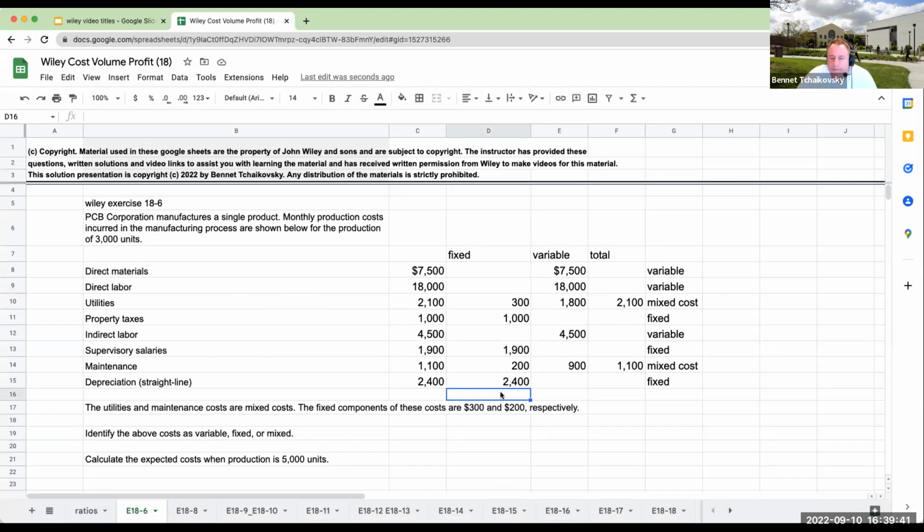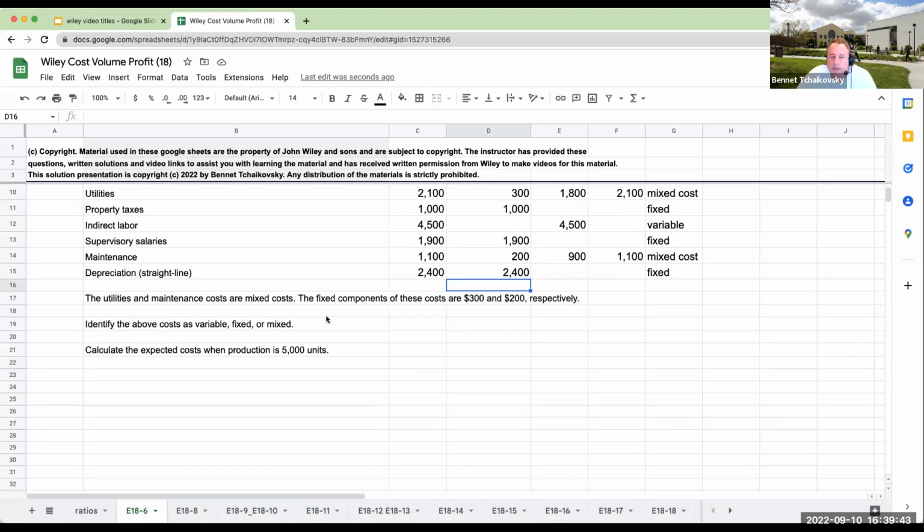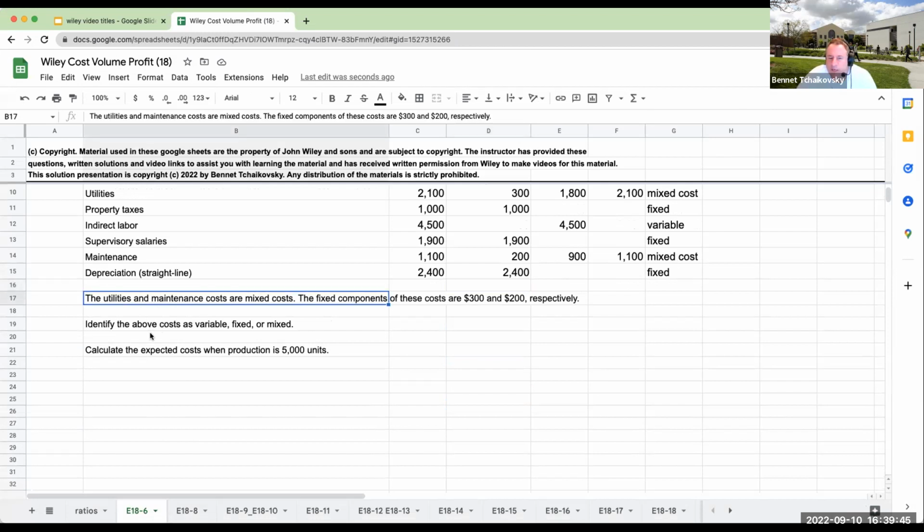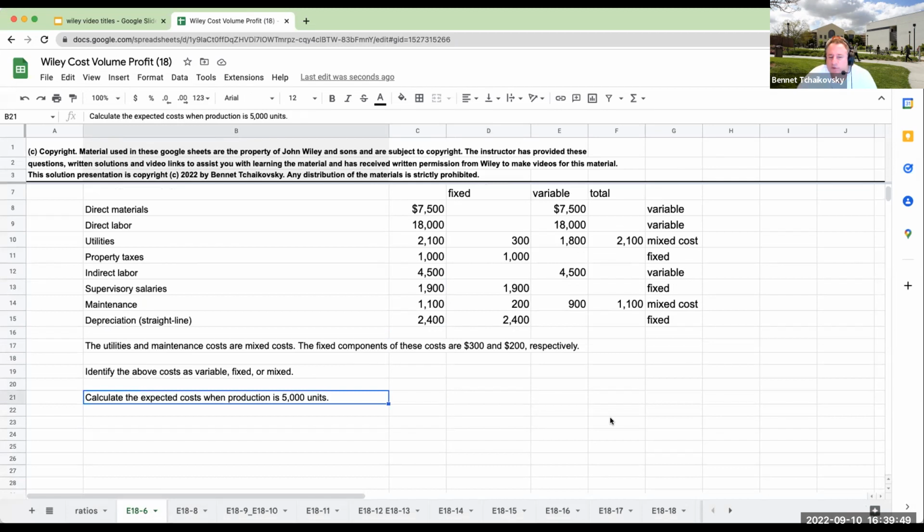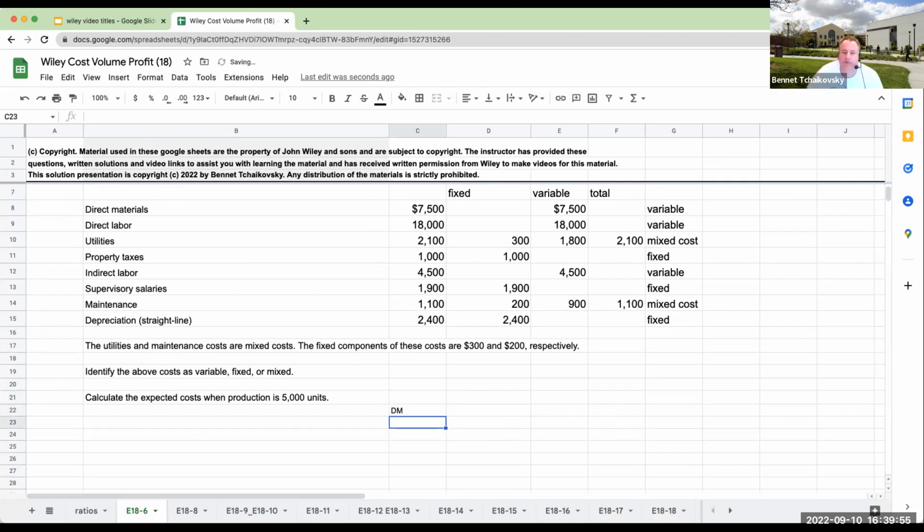Okay. So right over here, identify the costs that are mixed. Now what happens when we produce 5,000 units? Right over here, we've got direct materials has a total cost of 7,500. Okay, and then the units were 3,000.